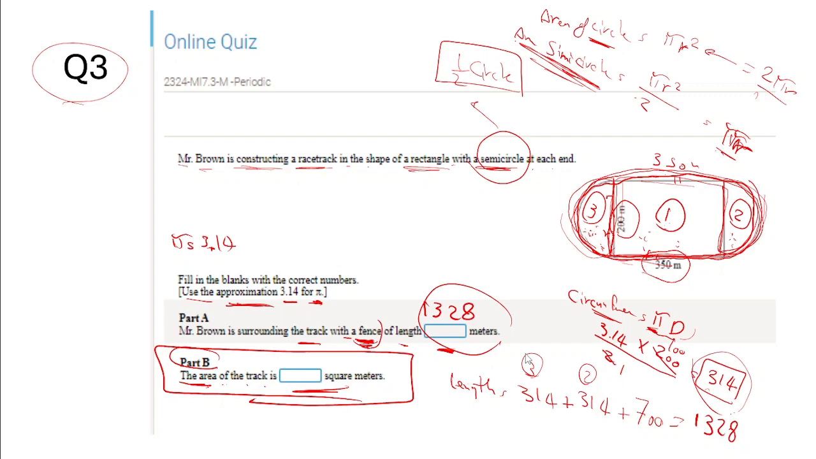Okay? Now the area, part B. The area of the track, now he wants the area. So I will get the area of this rectangle, the area of this semicircle, plus the area of the other semicircle. I will get the total area. So the area of the rectangle equals length multiply width. So it will be 200 multiply 350.